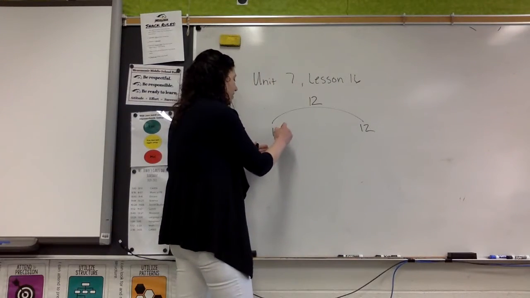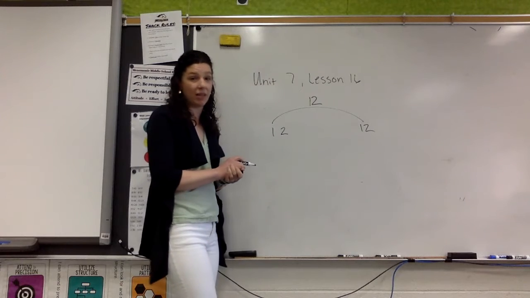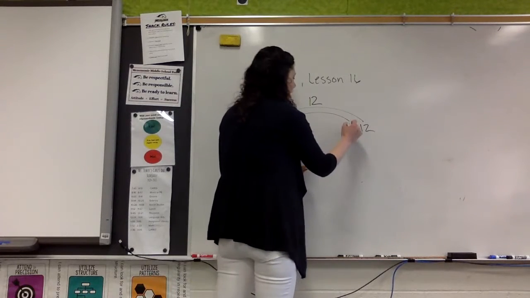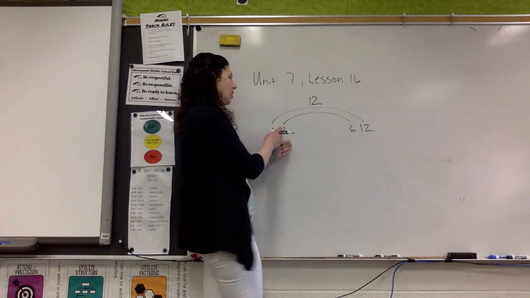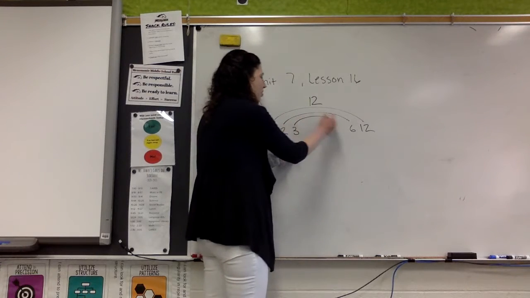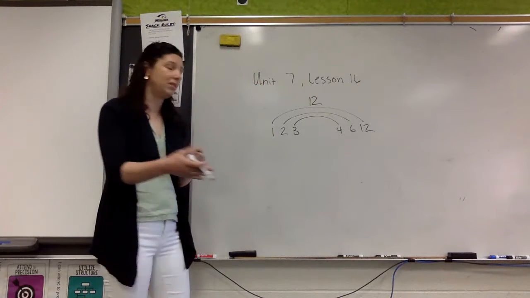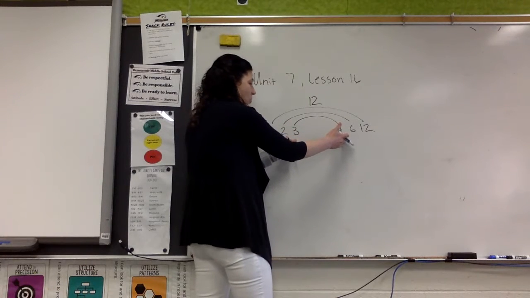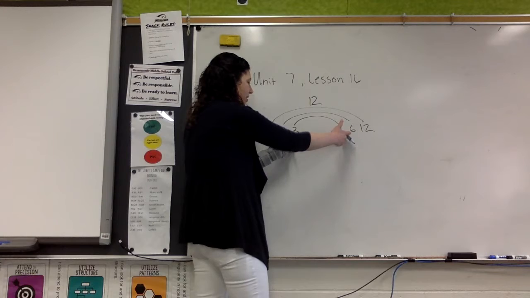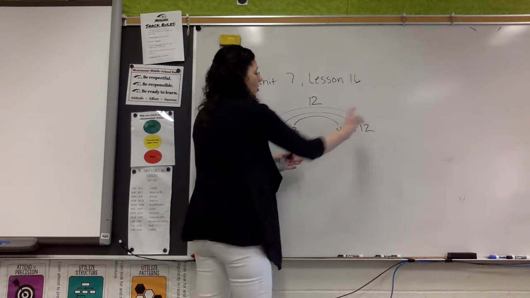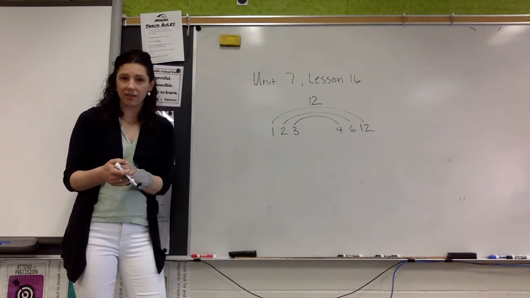I know that this is an even number, so it must be divisible by 2, and 2 times 6 is 12. I know that 12 can be divided by 3, and 3 times 4 is 12. And at this point, I know that I'm done, right? Because the next number is 4, and it's already linked. So all of my factor pairs are present there.